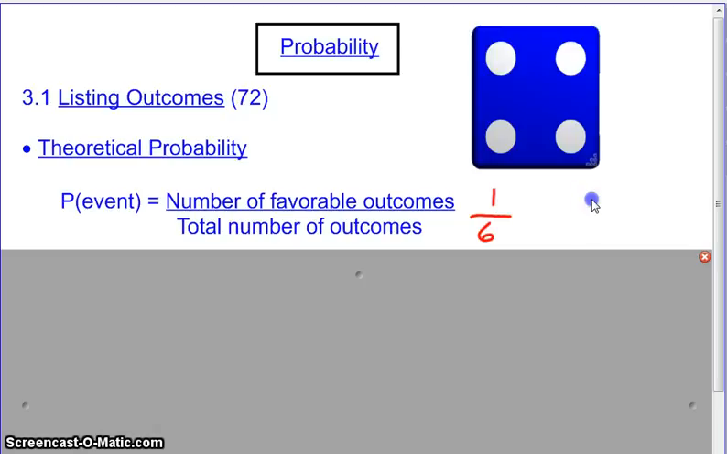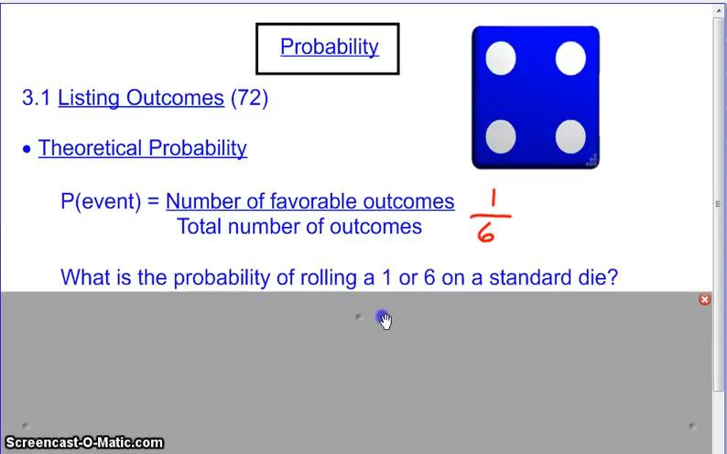Now, because that's a fraction, we could change it to a decimal. We could also change it to a percent, right? So probability may be represented as a fraction, a decimal, or a percent. So here's the second question. What is the probability of rolling a 1 or 6 on a standard die? Now see what you can do. Pause the video, see what you can do.